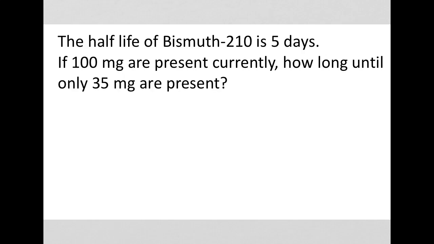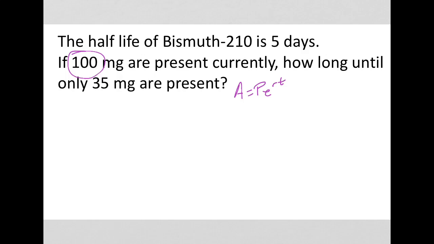So 100 is going to be our starting quantity. We want to know how long until 35. So we need to figure out the rate of decay. So again, we're going to use our equation that we love. And again, this is exactly the same as the Pert equation if you prefer that. We know that the half-life is 5 days.